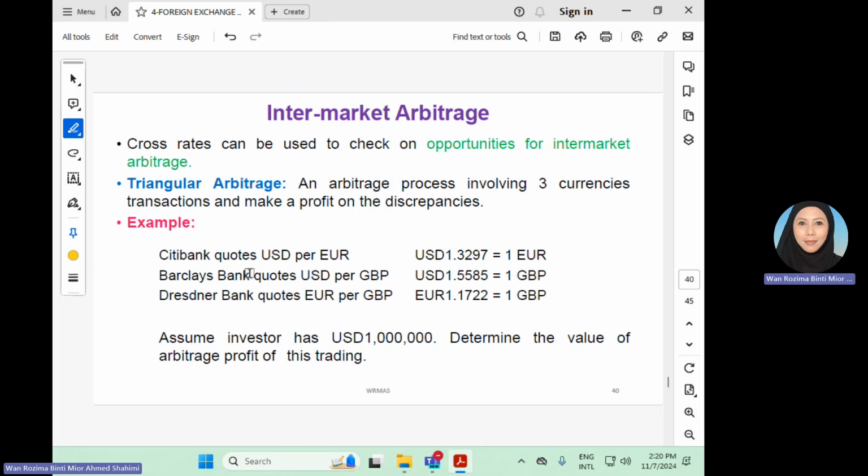So first, I write it down. First, finding the benchmark. You can refer to your notes, but I just want to write it from here. So USD, first one against euro. Second, Berkeley Bank, USD against British pound, GBP. The third pair, Dresdner Bank, euro against British pound.